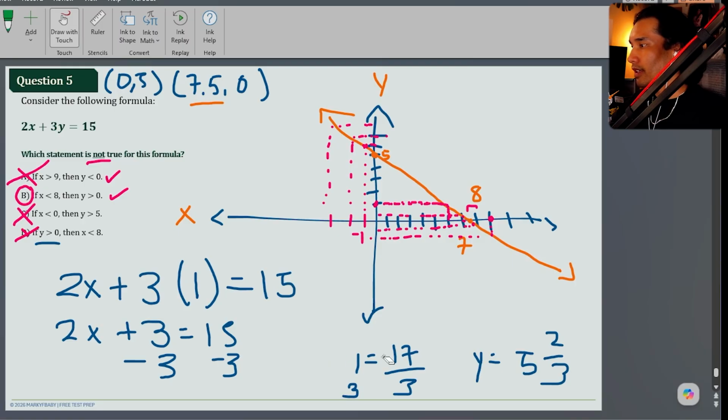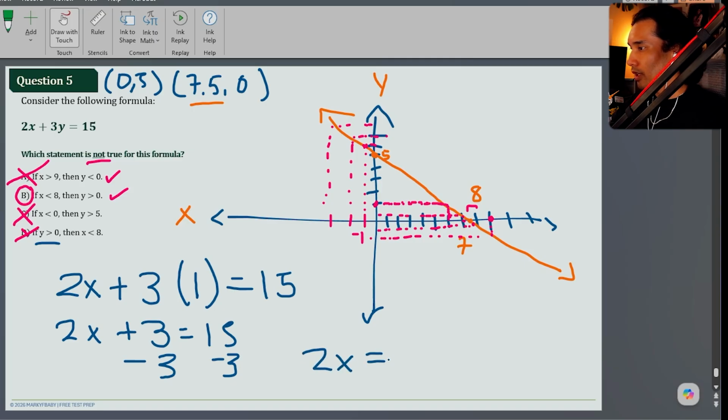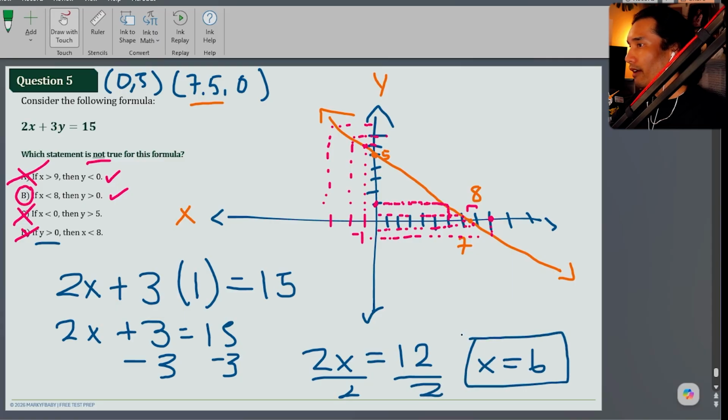that is going to give us 2x equaling 12, right? Because 15 minus 3 is 12. Divide this by 2, divide this by 2, we have x is equal to 6. And that, folks, is definitely less than 8. So that further proves and confirms that when we have y values that are positive, they will definitely be x values less than 8. All right, let's move on to the last question.